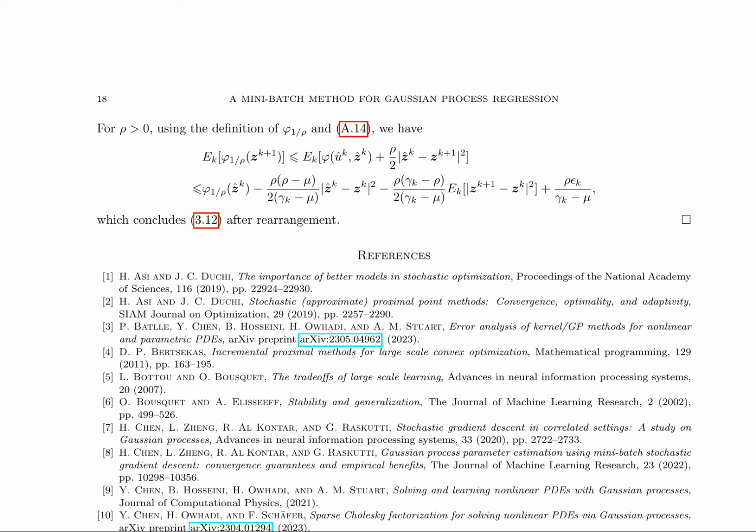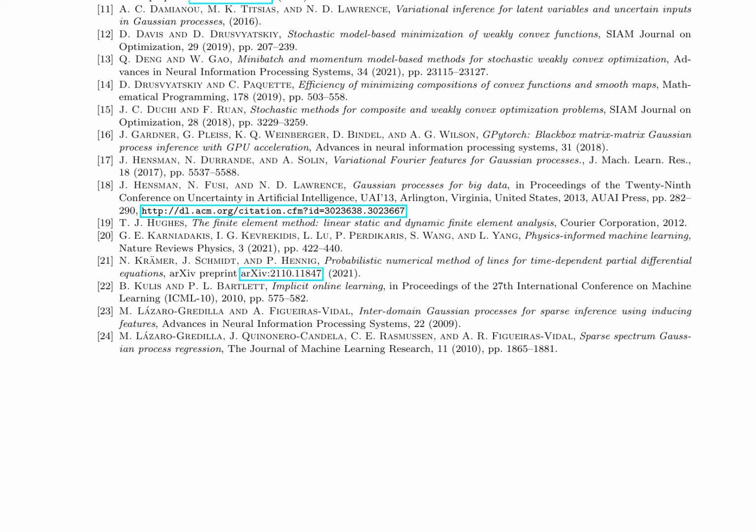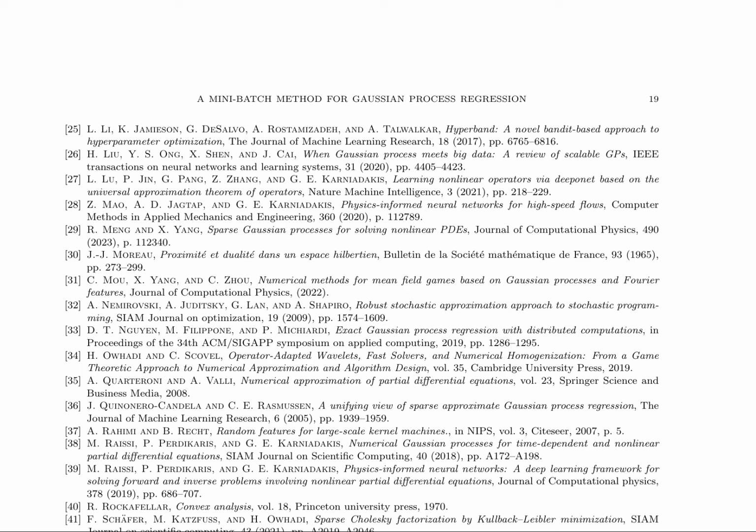The paper also references various works on stochastic optimization, weakly convex functions, and Gaussian processes, highlighting the importance of better models in stochastic optimization. The summary concludes by emphasizing the significance of the method in achieving stability and generalization in Gaussian process regression. Here is the combined summary of pages 19 and 20.